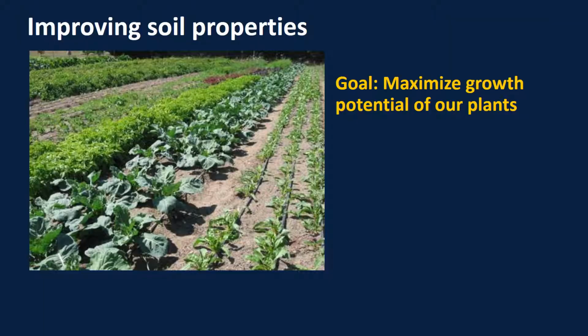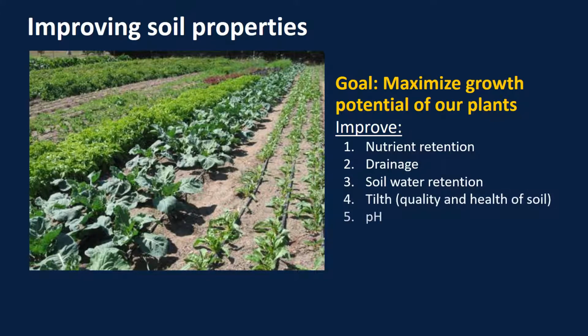And again, as we've been talking about previously, we're working on what we need to do to improve our soil properties with that goal of maximizing the growth potential of our plants. And we've been focusing on how we can improve the 6 different areas that we can see here. Up to this point, we've covered the first 5, from nutrient retention down to pH. In this section, we'll be covering number 6, availability of nutrients.